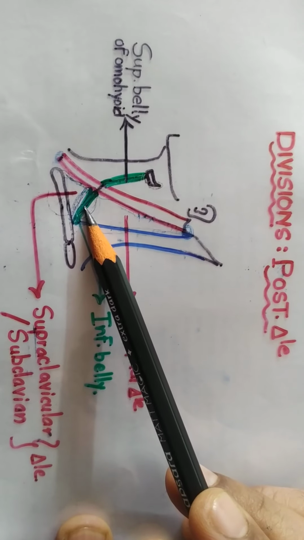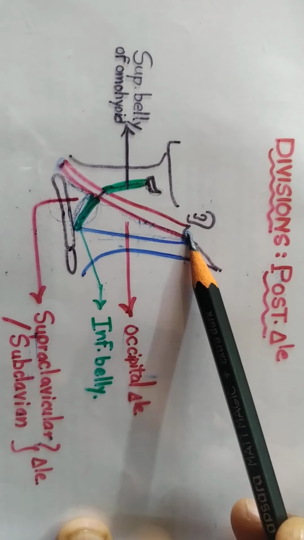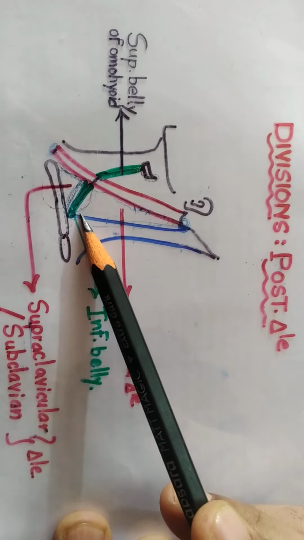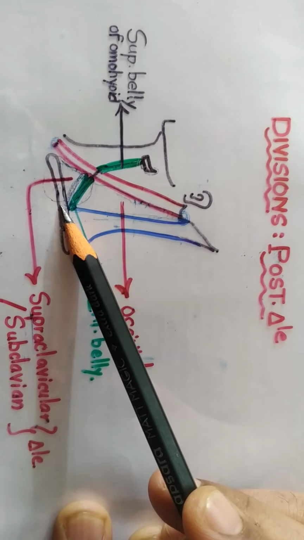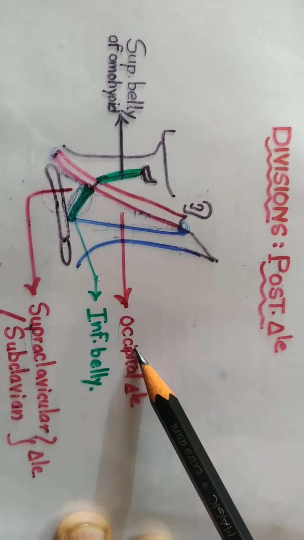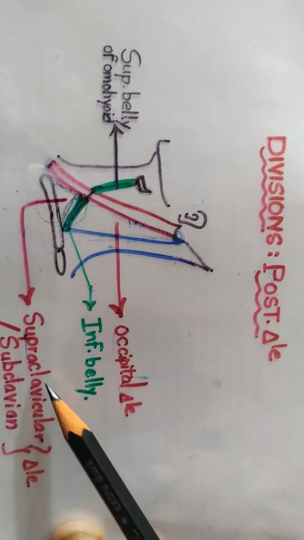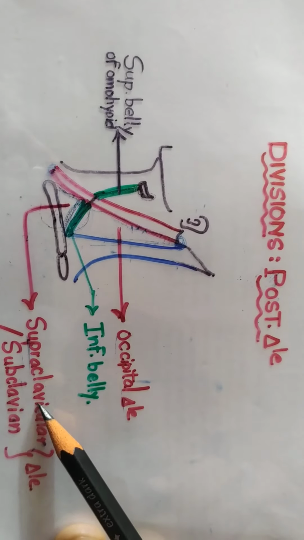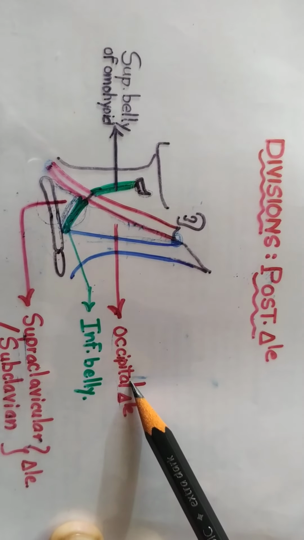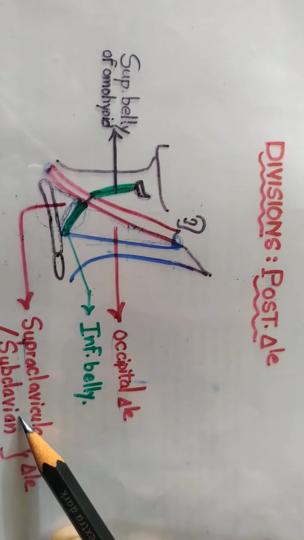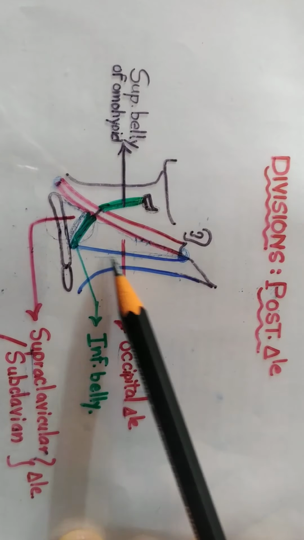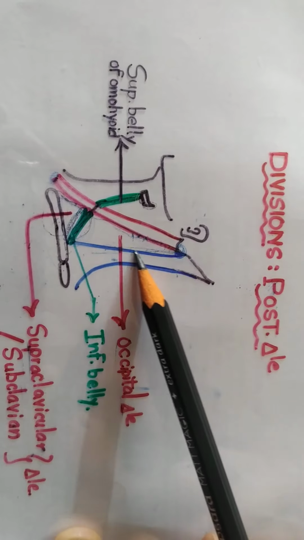The inferior belly of the omohyoid divides the entire posterior triangle into a larger occipital triangle and a smaller supraclavicular triangle, or subclavian triangle. Based upon the arteries present in these triangles, the names occipital triangle and subclavian triangle have been given. Now we will discuss the boundaries of the larger occipital triangle.